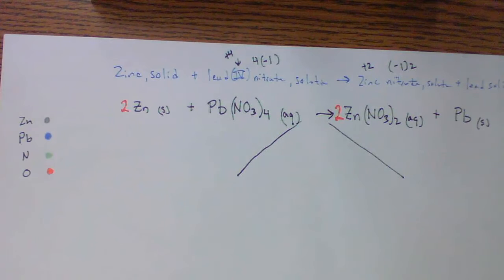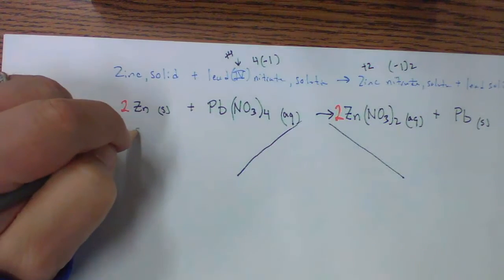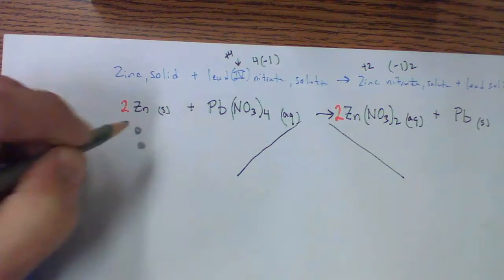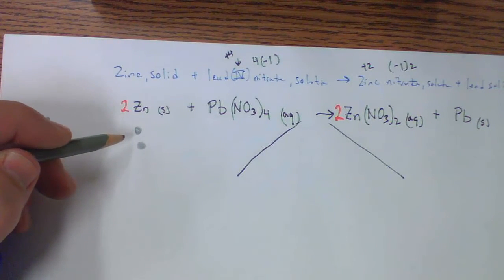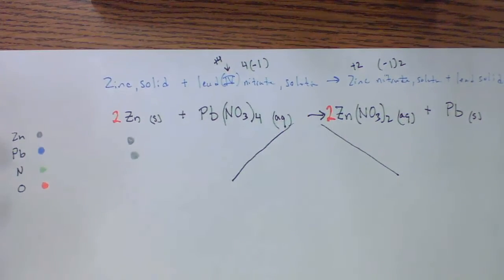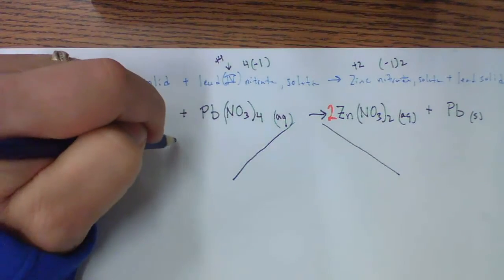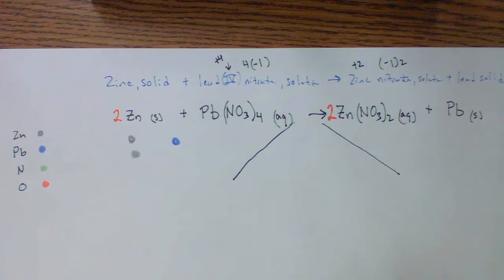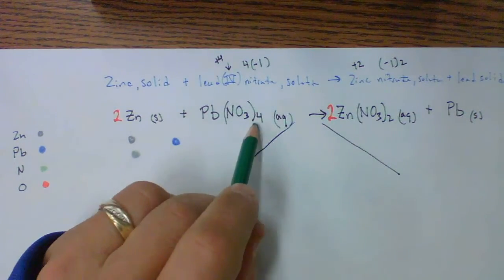Okay, so in the beginning I've got some zinc. Now I have 2 zinc, so I'm going to put a dot here for 1 zinc, and a dot here for another zinc. I'm not going to connect them because they're not sharing any electrons. They're not bonded. They're just 2 zincs that are hanging out. Then I have my lead. I've only got 1 lead, so I'm going to just show my 1 lead, but it's connected now to 4 of these NO3s.